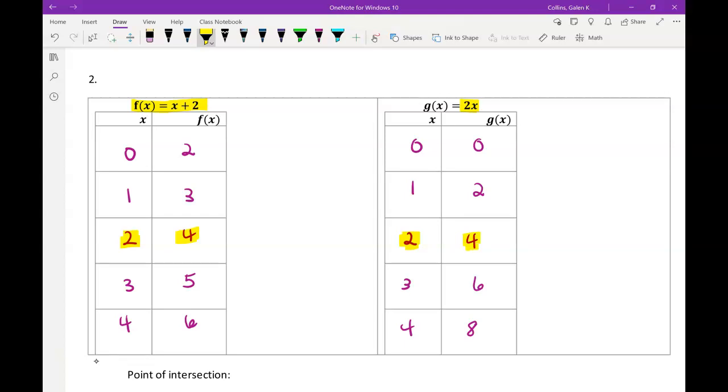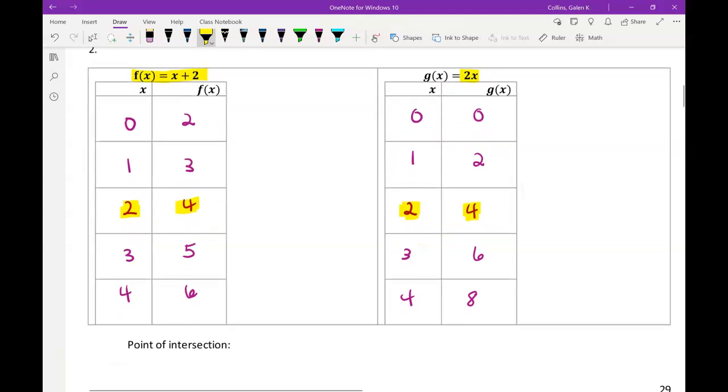Now, in this table, you weren't given x values, so I just used the same ones from number 1, and we're not guaranteed to find the point of intersection when we do that, but in this case, it worked out.